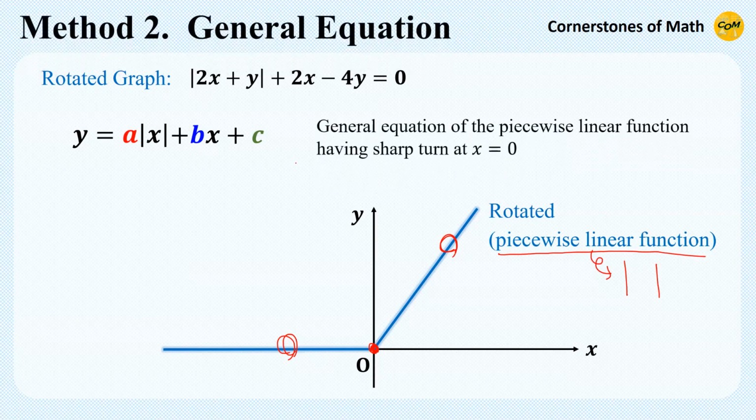This is the general equation of the piecewise linear function having a sharp turn at x equals 0, and let me show you that using this equation leads to the same answer. Really? Well, let's find out.